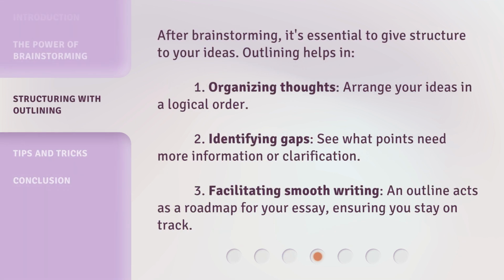After brainstorming, it's essential to give structure to your ideas. Outlining helps in: 1. Organizing thoughts. Arrange your ideas in a logical order. 2. Identifying gaps. See what points need more information or clarification. 3. Facilitating smooth writing. An outline acts as a roadmap for your essay, ensuring you stay on track.